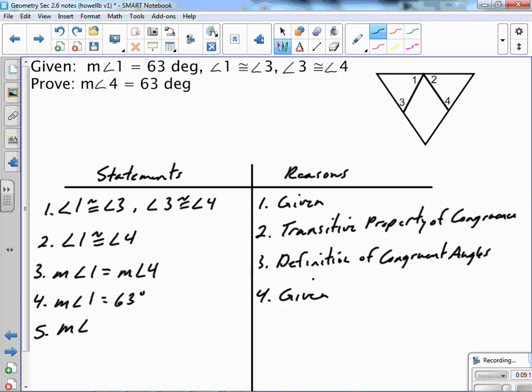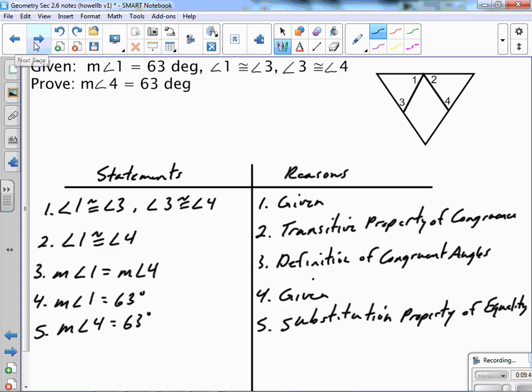So that'll lead me to the measure of angle 4 is equal to 63 degrees. And that's going to be the substitution property of equality. Just looking at things that are equal in this case. Okay, and that's where we're trying to get to. The measure of angle 4 equals 63 degrees. So we're ready to move on to the next page of the notes.